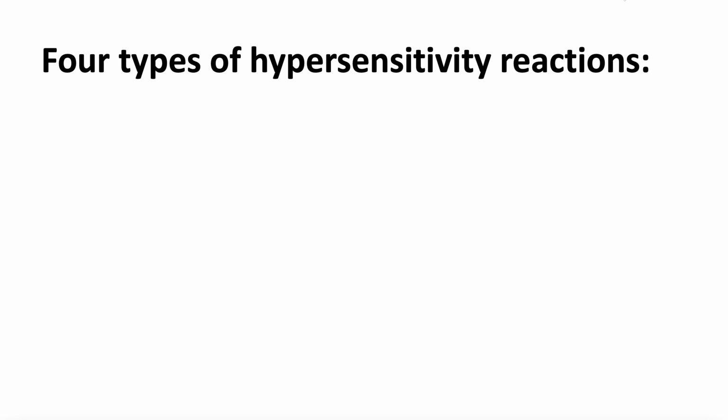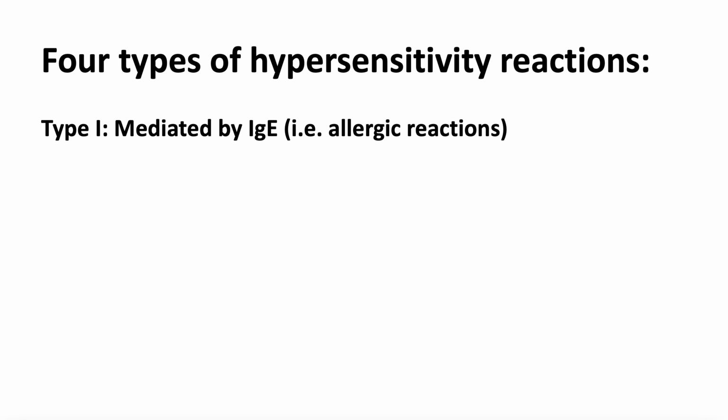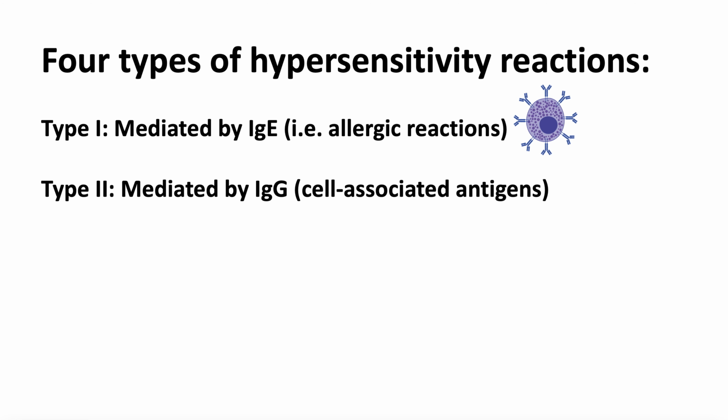So there are 4 types of hypersensitivity reactions that we will be discussing over the next little while in this course. The first are type 1 hypersensitivity reactions, and these are reactions mediated by IgE, and IgE is the principal driver of allergic responses. And so here I've shown a picture of a mast cell coated with IgE molecules waiting to find an allergen and activate that mast cell and induce an allergic response. Type 2 hypersensitivity reactions are mediated by IgG molecules, and this is when IgG binds to cell-associated antigens. And so as an example from the last slide, here's an antibody binding to a red blood cell and inducing destruction of that red blood cell.